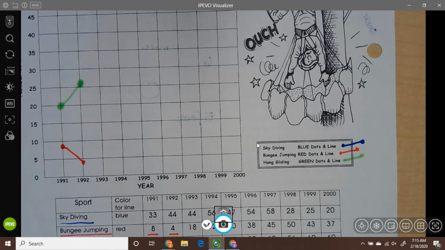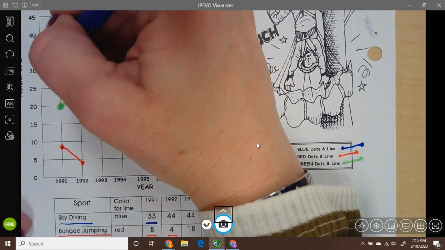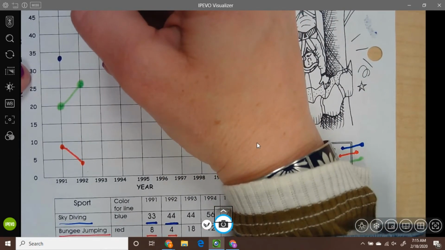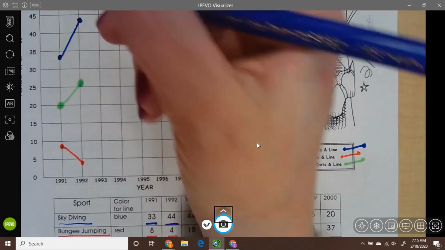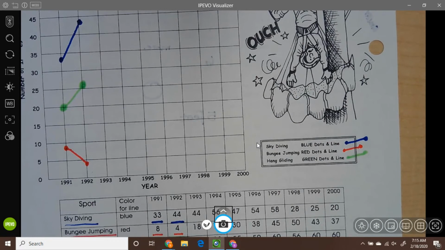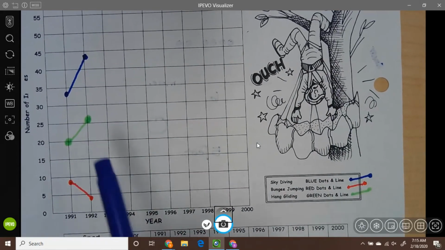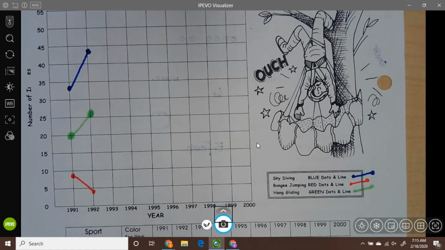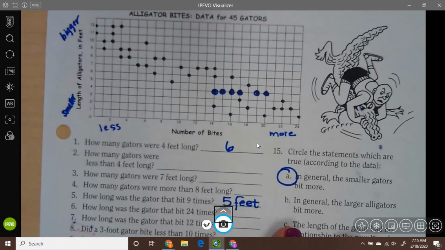And then my skydiving, 1991 would be 33. And then 1992 would be 44. And this is just counting the number of injuries. So I'm making this multiple line graph. And then you would be able to interpret data and answer questions based on the 3 different sports, like maybe which one had more injuries and so on. So you're going to finish completing that multiple line graph as well as the scatter plot questions.